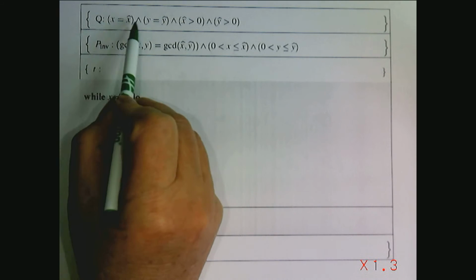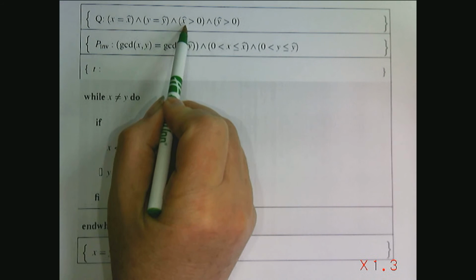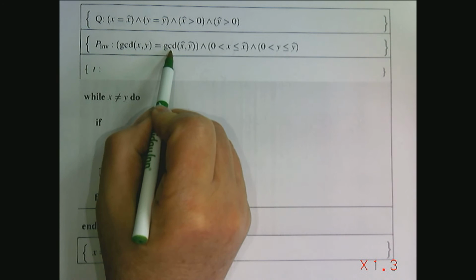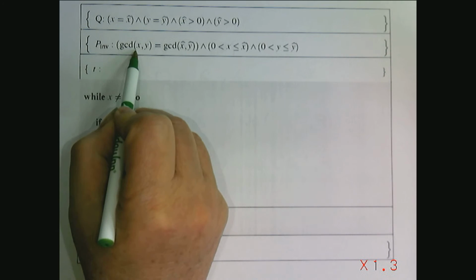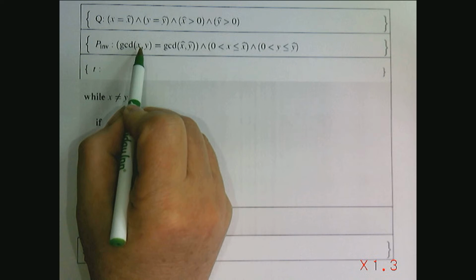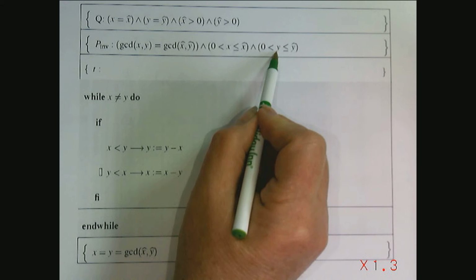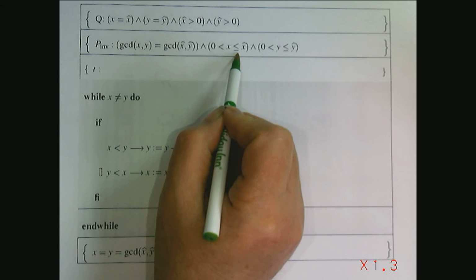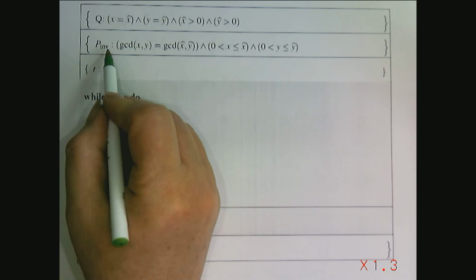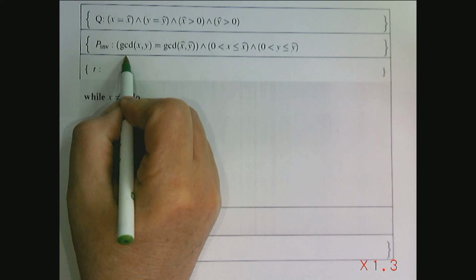The precondition is that we input two integer values that are both positive, and the invariant is that the GCD of these inputted values is the GCD of some updated values found in the variables x and y, but both x and y are positive and are both less than or equal to the inputted variables. So we know that if this is true, this invariant holds before we start the loop.